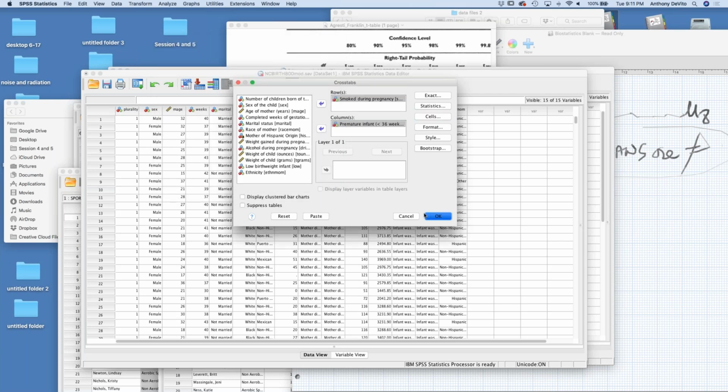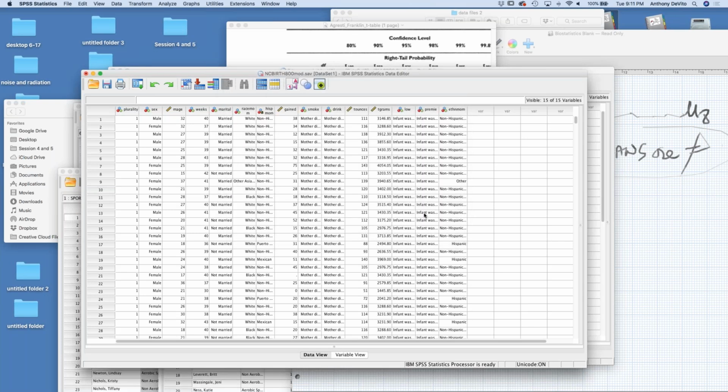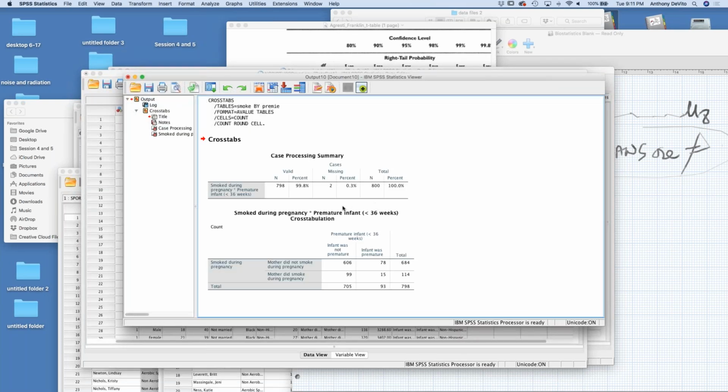And it's going to produce our contingency table. It's going to take these 800 women and put them into a contingency table. And 798 women, apparently there's some missing data there. Well, let's take a look at what we have. How many mothers did not smoke during pregnancy? 684. How many mothers did smoke during pregnancy? 114. Okay, so out of the 684, how many women had premature infants out of that group? 78. Out of 114, how many women in that group had premature infants? Well, 15.